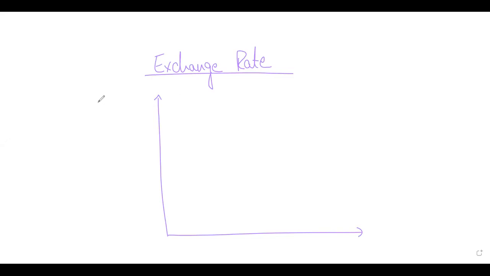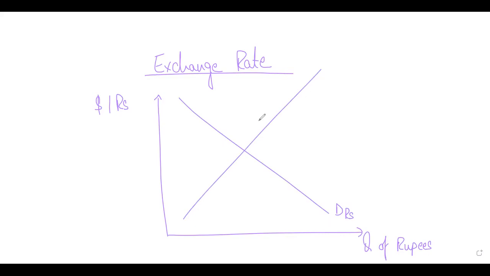Okay, now if you're looking at the exchange rate between dollars and rupees, so you will have dollars per rupee on the y-axis, and we know that whichever of the two is the second currency, that will be on the x-axis. So you will have quantity of rupees on the x-axis. Now what you need to add to the graph is a downward sloping demand curve for rupees, and upward sloping will be the supply curve for rupees, right? So upward sloping is the supply curve, downward sloping was the demand curve, right?